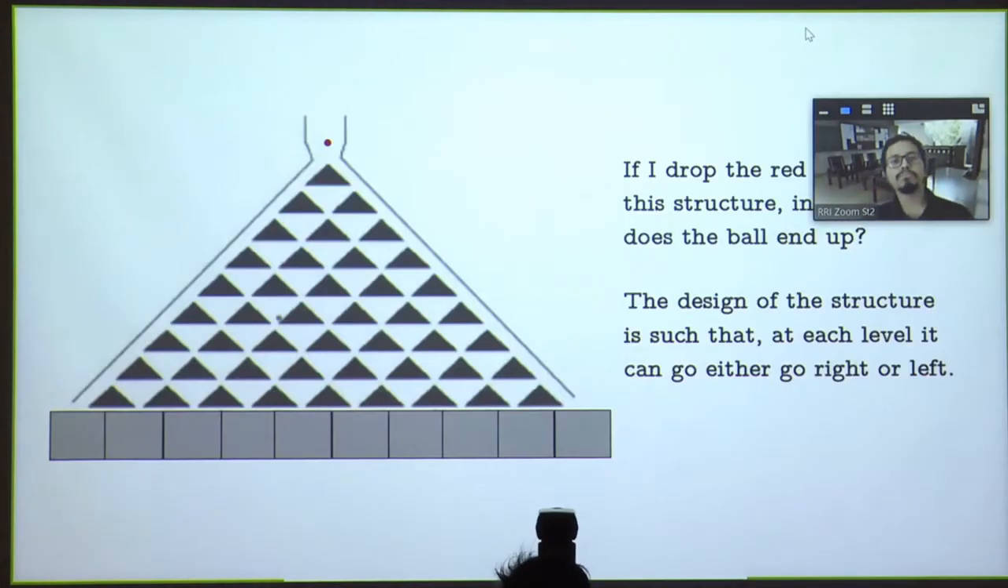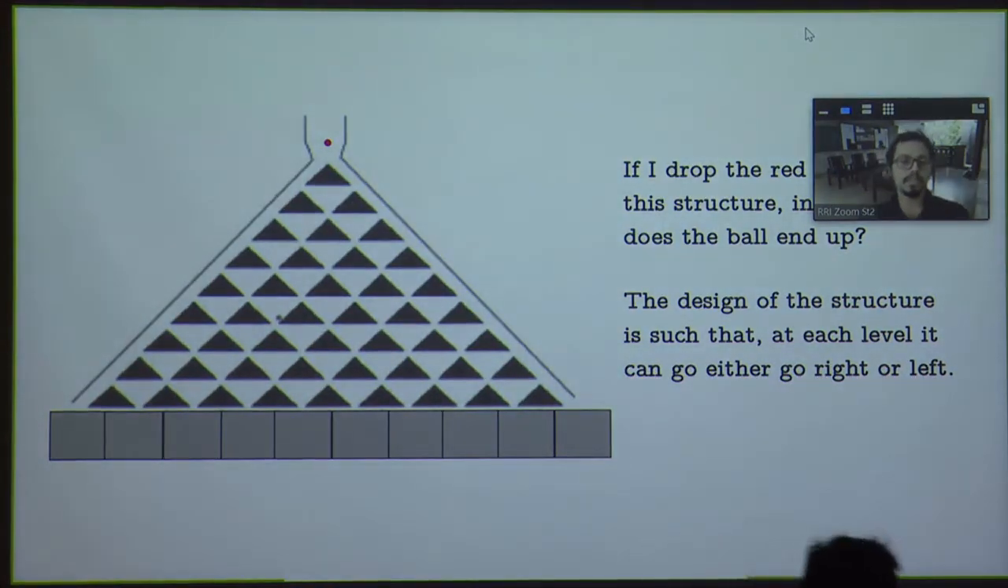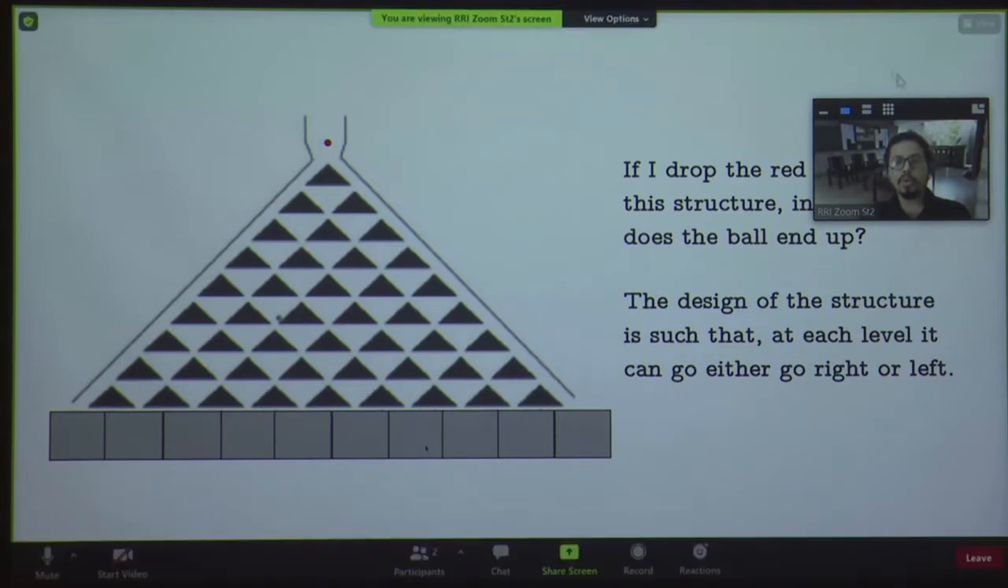Suppose I have this lattice kind of structure, and I drop a ball from on top of it. At each top vertex of the triangle, the ball can go either to the right or to the left. Then I let the ball run through and collect in one of these boxes. So where will the ball end up?